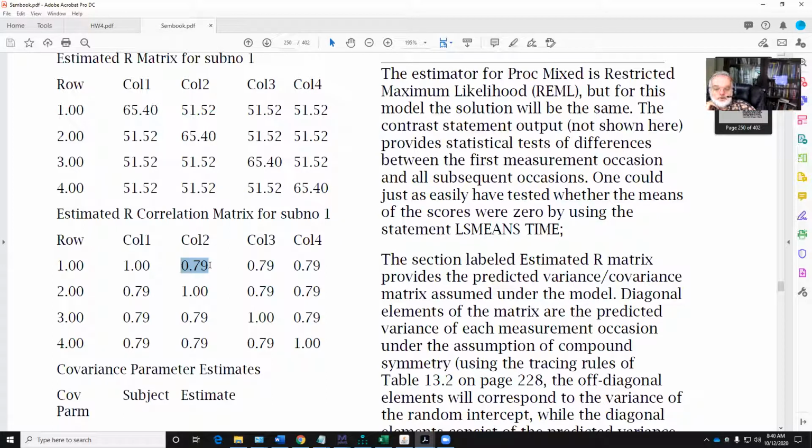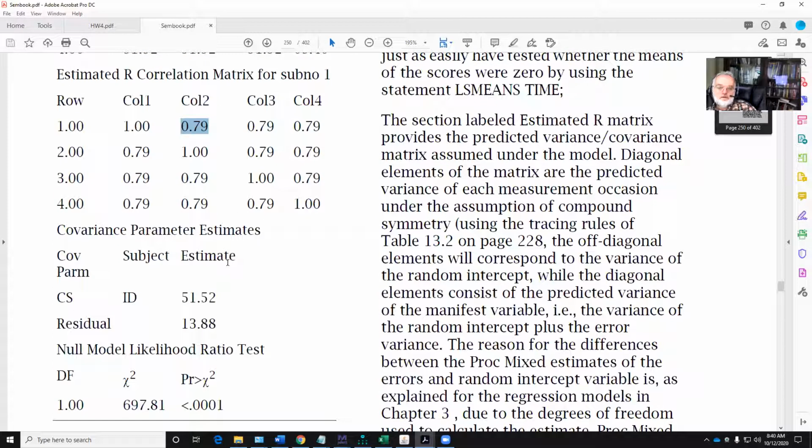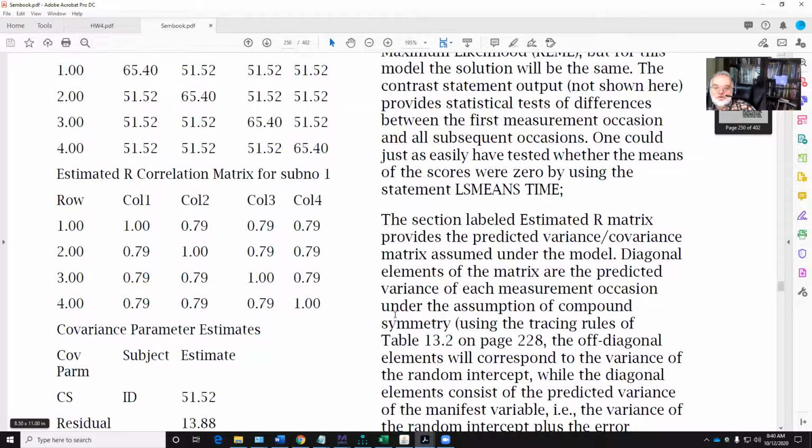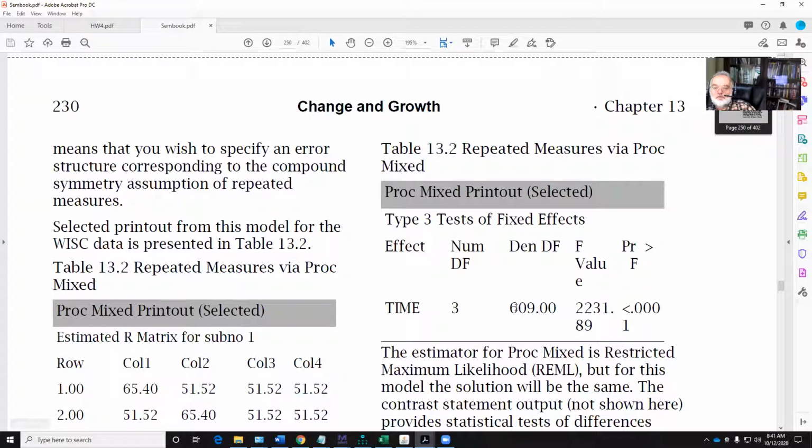This is the intraclass correlation coefficient under compound symmetry. And then downstairs, we have variance estimates for the people. In other words, people differ from each other with a variance of 51.52. And downstairs, here is 13.88. That's my estimated error variance associated with each manifest variable. And downstairs, I have a chi-square and a likelihood with 1 degree of freedom against the null model of no subject effects, and here's my time effects.